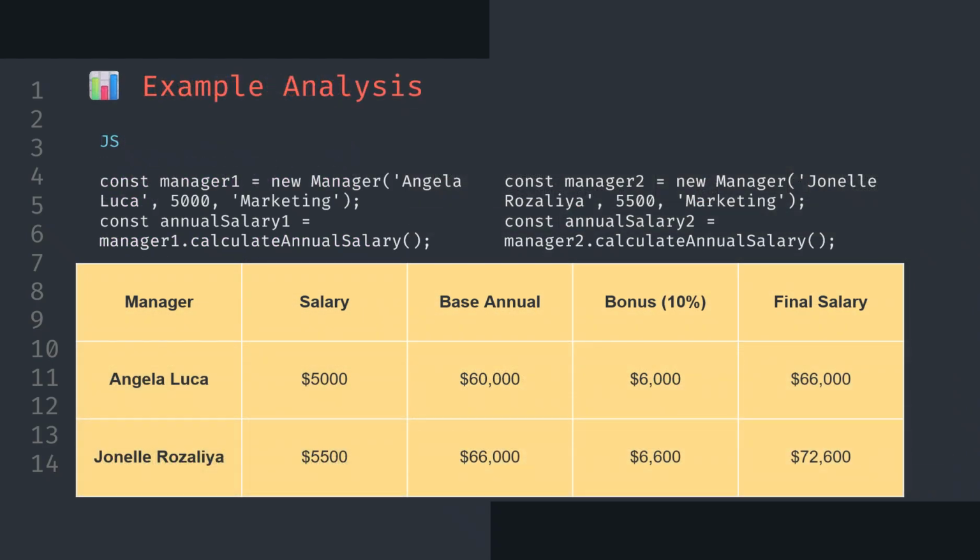Let's break down the numbers. Angela earns 5,000 a month, giving her a base of 60,000 a year. Her 10% bonus is 6,000, totaling up to 66,000. Janelle's monthly salary is 5,500, so her total jumps up to 72,600 with the bonus included.